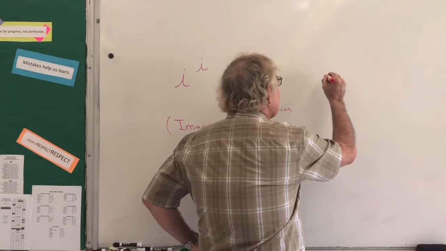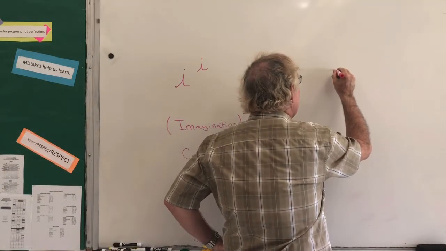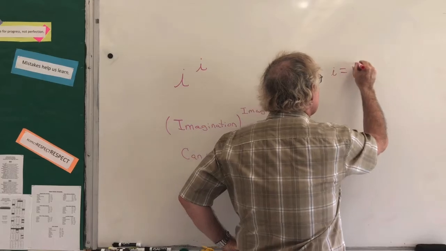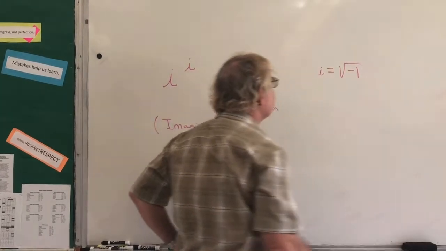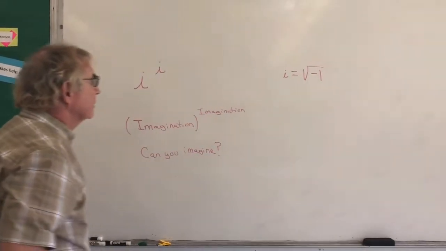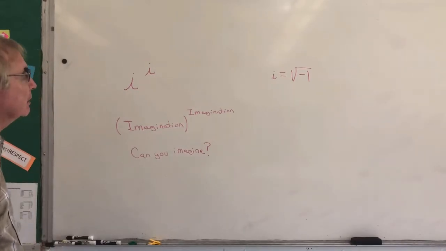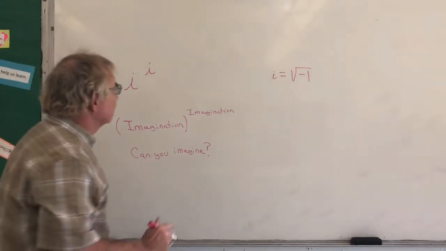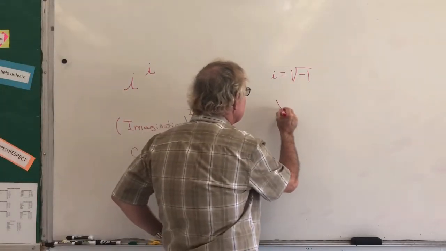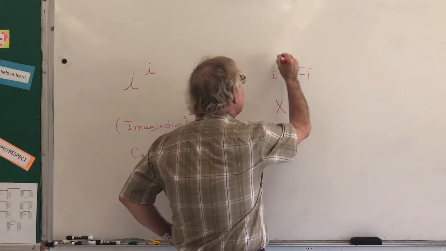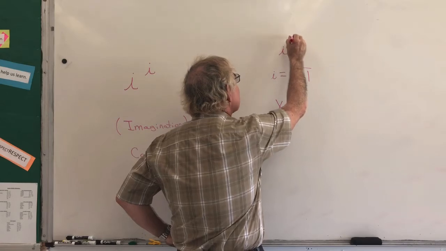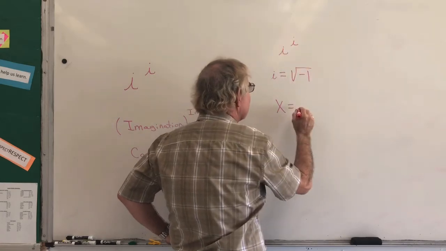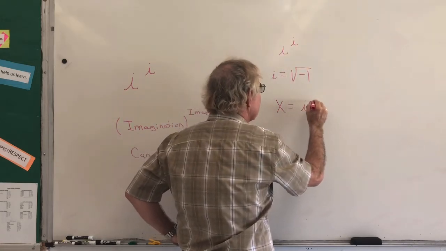So I knew that by definition, i was equal to the square root of -1. That's what they told me. And I said, what in the world is this? So I said, I don't know, it's some unknown, so let it be x. So we're going to imagine something and imagine it to that power, so we're going to let x be i to the i.